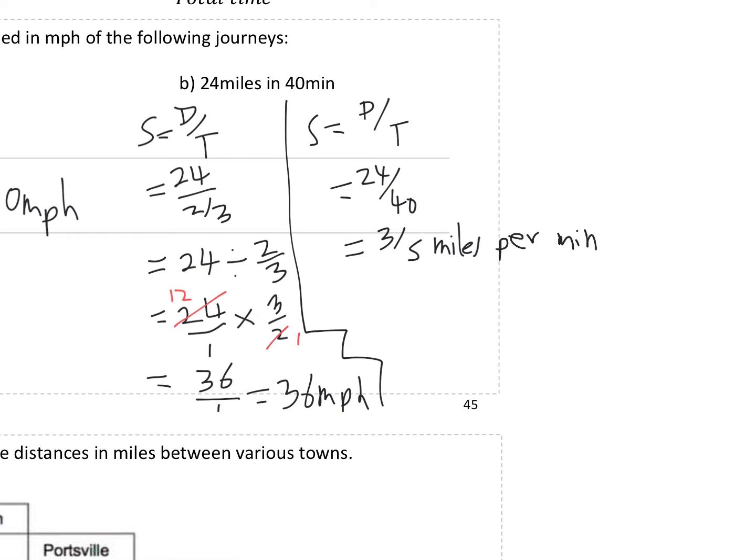So if you want to get miles per hour, it's going to do that every minute. So you need to multiply it by 60 to get it into miles per hour. And you can do that using fractions, 60/1 times 3/5, or you can just get 3/5 of 60, might be the easiest. 60 divided by 5 is 12, and then 3 times 12 is 36.